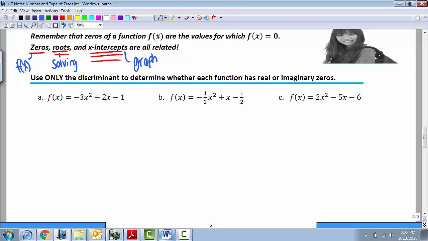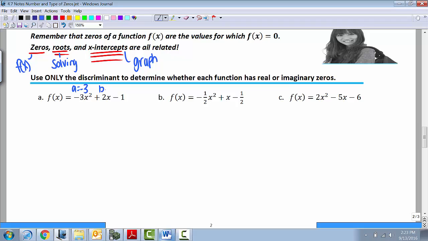What's your a value? Negative 3. Good. Careful with that. And that's why I like to write it out this way. It's only the number in front of the variable. It's never going to be a variable ever, because otherwise your calculator is going to say it's wrong.